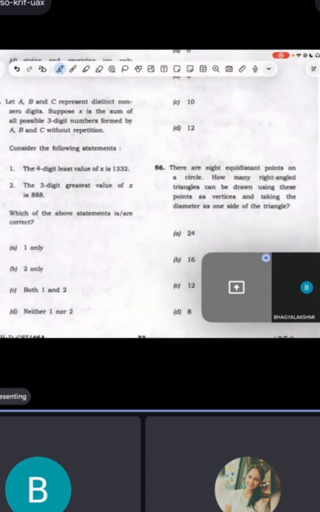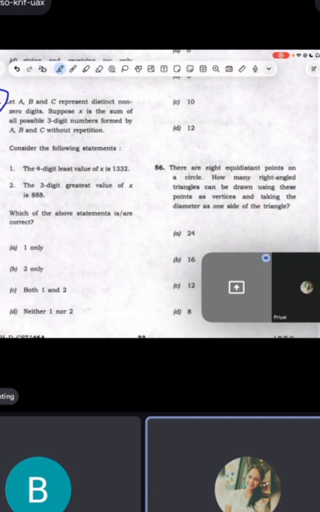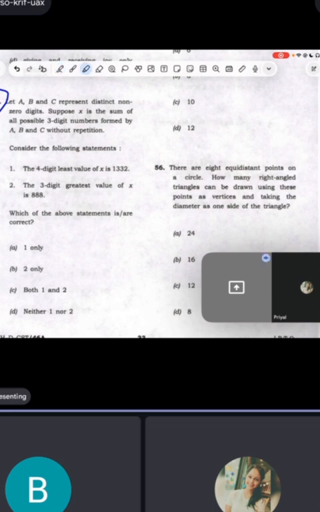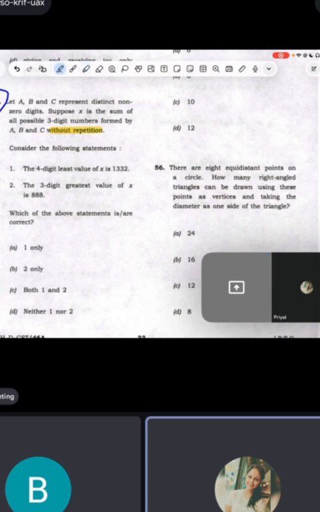Very good question. Read, Priyan. Question number 54. Let A, B, C represent distinct non-zero numbers. Suppose X is the sum of all possible three-digit numbers formed by A, B, C without repetition. Here is the catch. Then consider the following statements. The four-digit least value of X is 1332. The three-digit greatest value of X is 888.